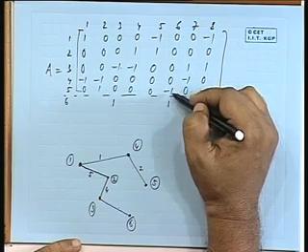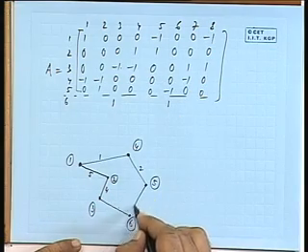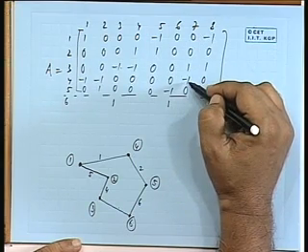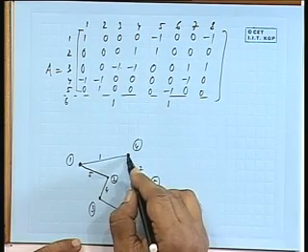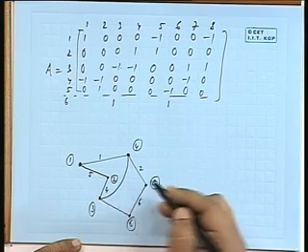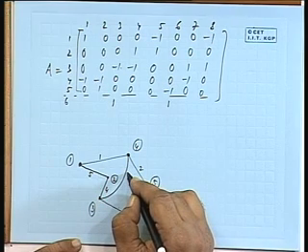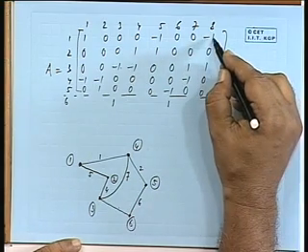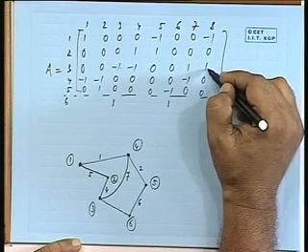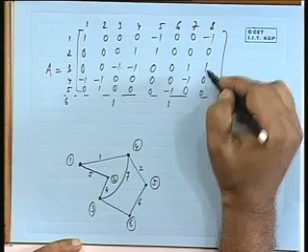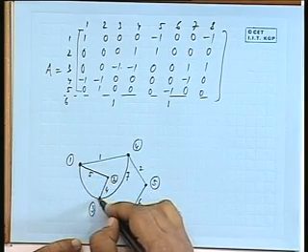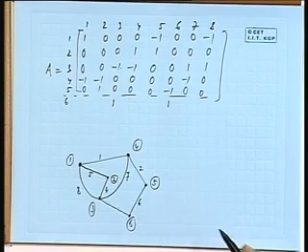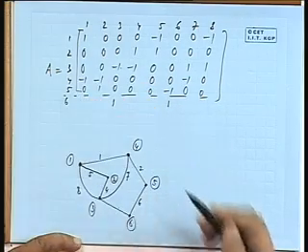Element number 6 is between 5 and 6, this is 6. Element number 7 is between 3 and 4, that is element number 7. Element number 8 is between 1 and 3. Is that all right? So, this is the graph. You can always draw it like this and then put the arrows depending on the plus 1 and minus 1 signs.